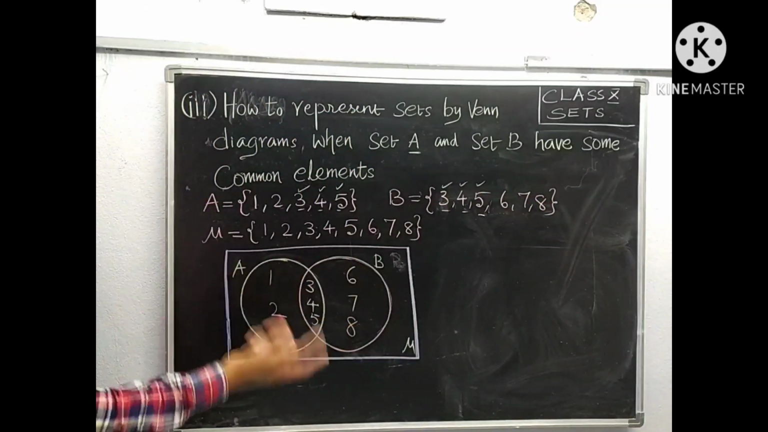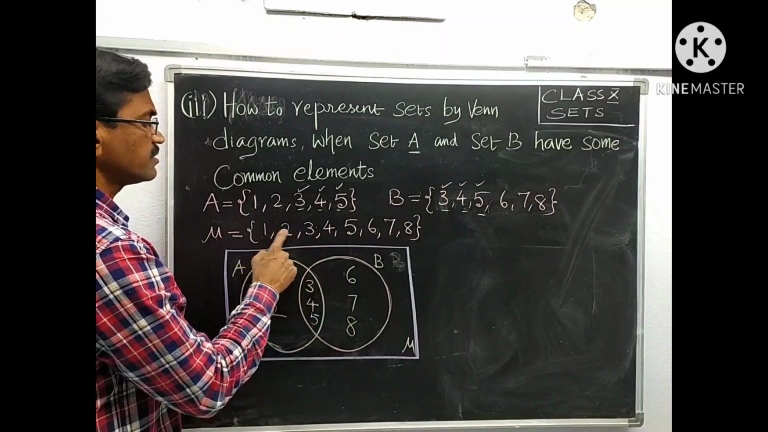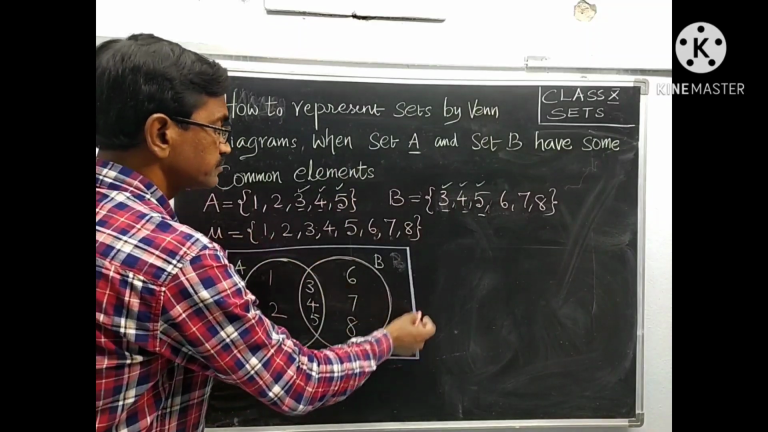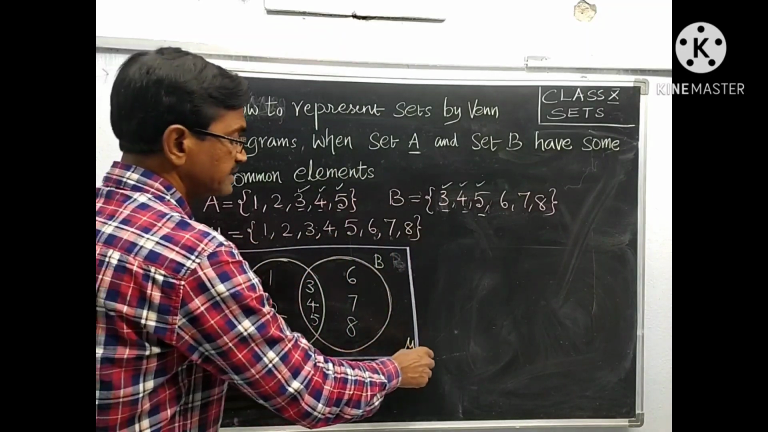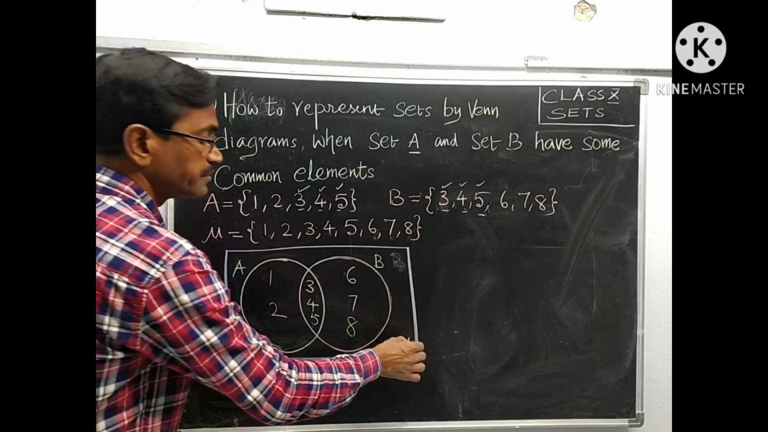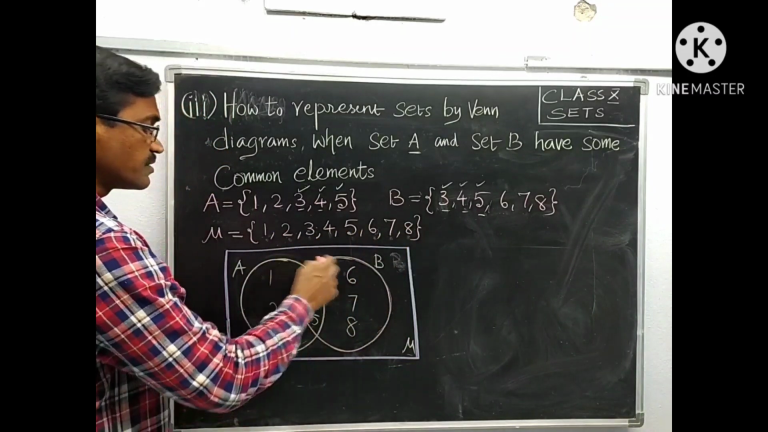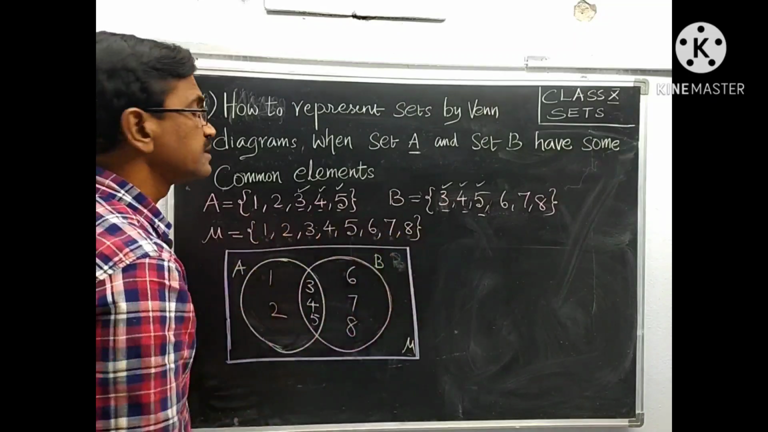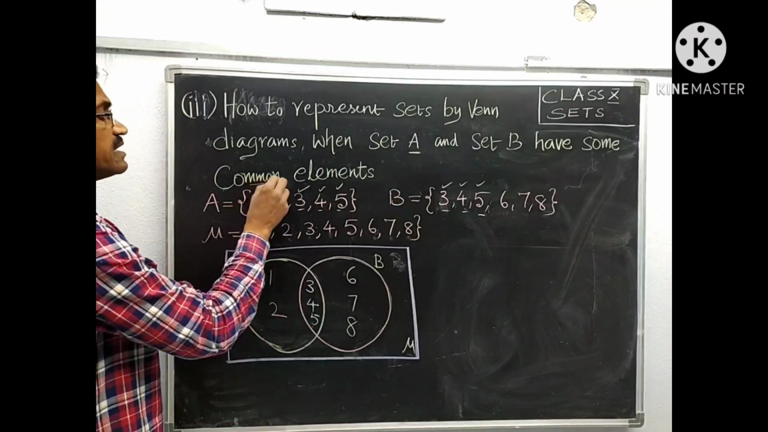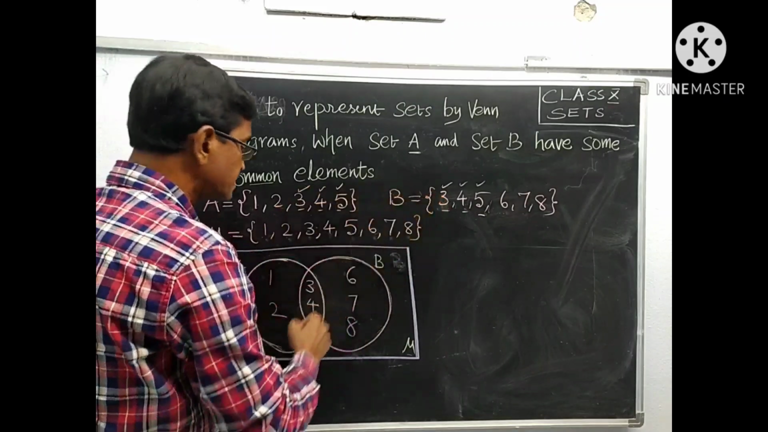Now count all the elements: 1, 2, 3, 4, 5, 6, 7, 8. These are the elements of mu. Mu means all the elements which are written inside this box, or belong to the universal set: 1, 2, 3, 4, 5, 6, 7, 8. If you count all these, they lie inside only. So in this way, if the two sets are intersecting, that means they have some common elements, we represent the sets by this Venn diagram.